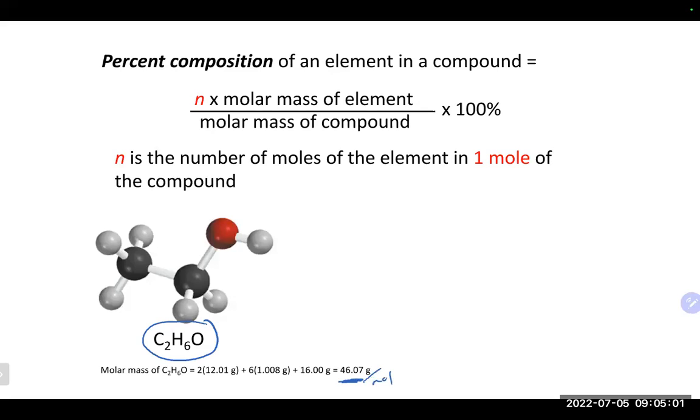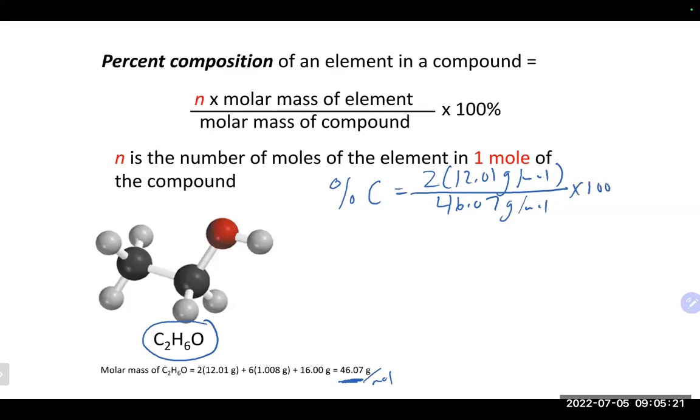To figure out the percentage of each of the elements here, the percent carbon would be the mass of the 2 carbons in this case. So 2 times 12.01 grams per mole, divided by the molar mass of the entire thing here, 46.07 grams per mole, times 100%. That is going to get us 2 times 12.01 divided by 46.07 times 100, going to yield us about 52%, 52.14% carbon in this case.